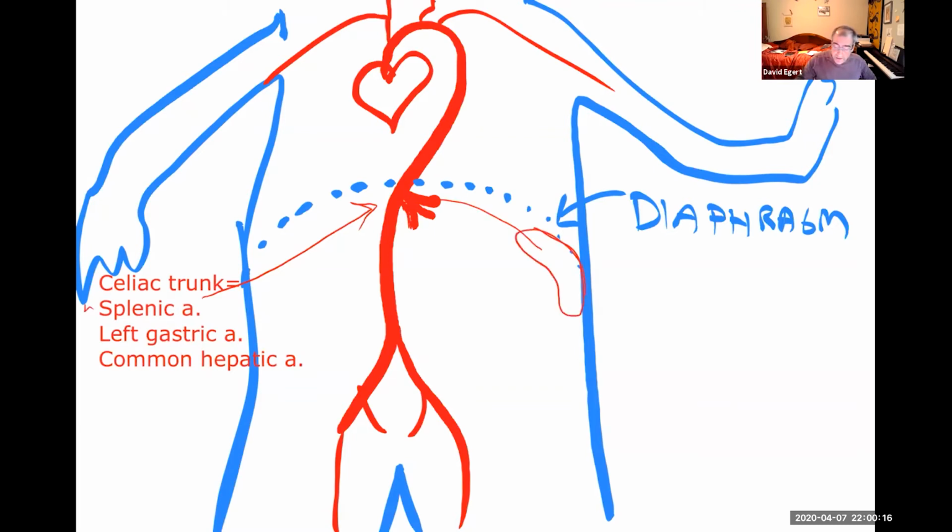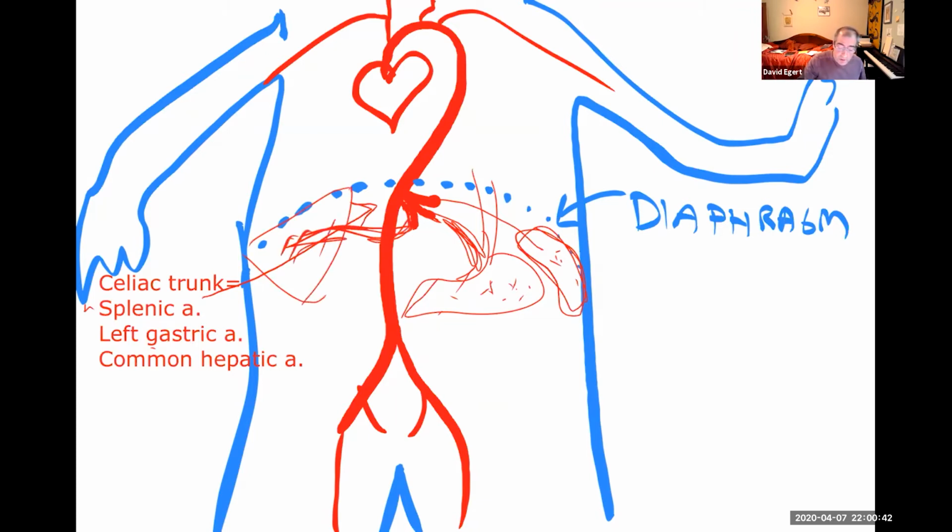Your spleen is just kind of sitting up here in the upper left-hand corner of your abdominal cavity here. Left gastric is going to go, your stomach is in here, right? Left gastric is going to supply the stomach. And your liver is over here. So the common hepatic is going over to supply hepatic, meaning having to do with the liver.